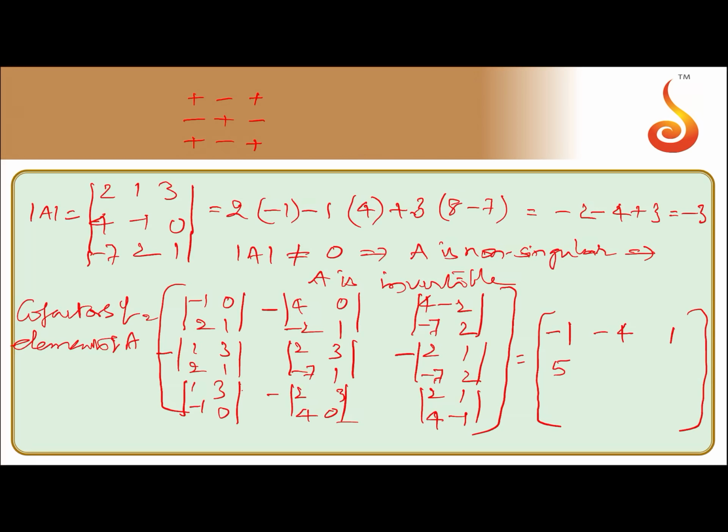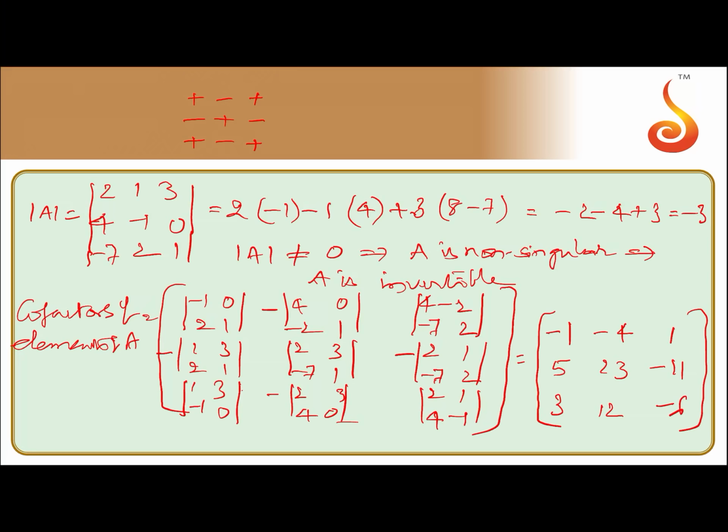1, minus 6. Minus 5, plus 2, plus 3, 10. 2 plus 21, sorry, so 2 plus 21 is 23, 4 plus 7 is 11, minus of 11, 0 minus 3, minus of minus plus 3, 0 plus 12 and minus 6. This is the cofactors matrix. While calculating the adjoint, you have to take the transpose of this one.